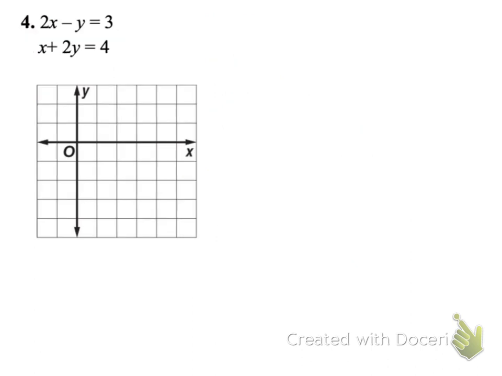What we're going to do here. 2x minus y equals 3. All right, first step here, I'm going to subtract 2x, which will give me negative y equals negative 2x plus 3.